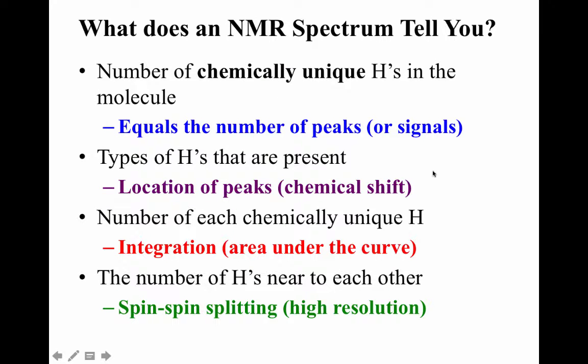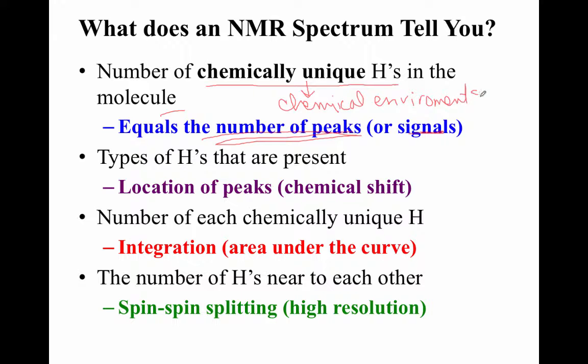Now, there are really four things that we look at when we look at an NMR spectrum. The number of peaks, or signals, is the number of chemically unique hydrogens in the molecule, so it's really the number of chemical environments. The types of H's present is the location of the peaks, also called the chemical shift. We're going to look at two of these first, and then pull in the other two a little later.